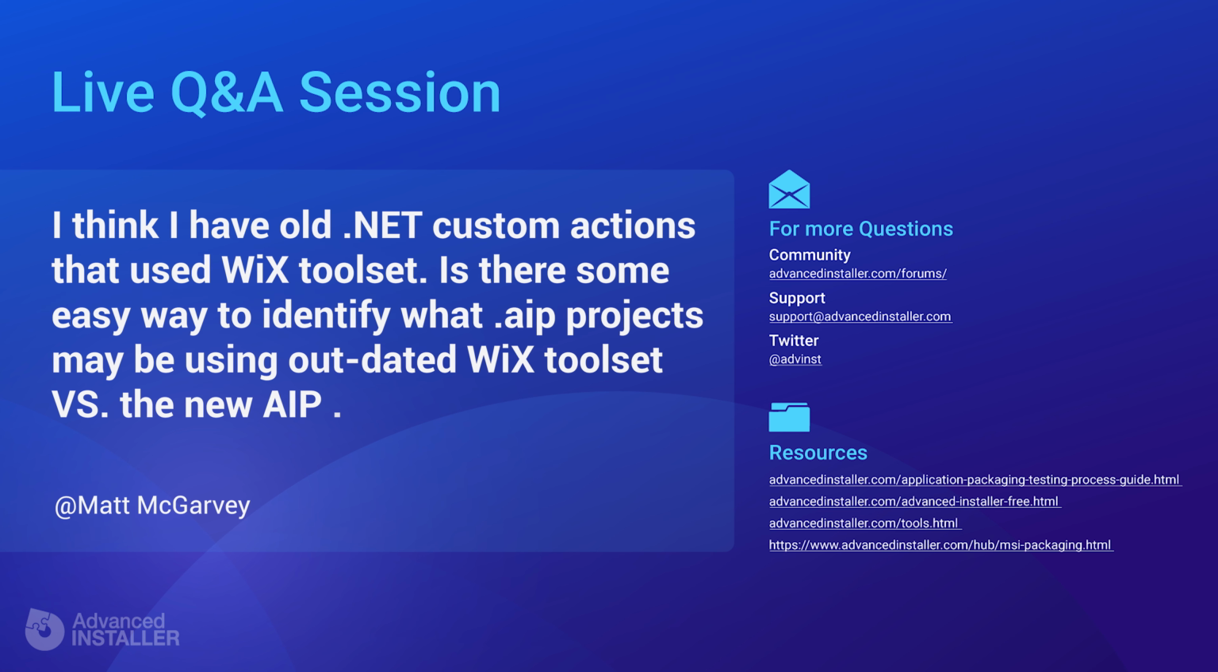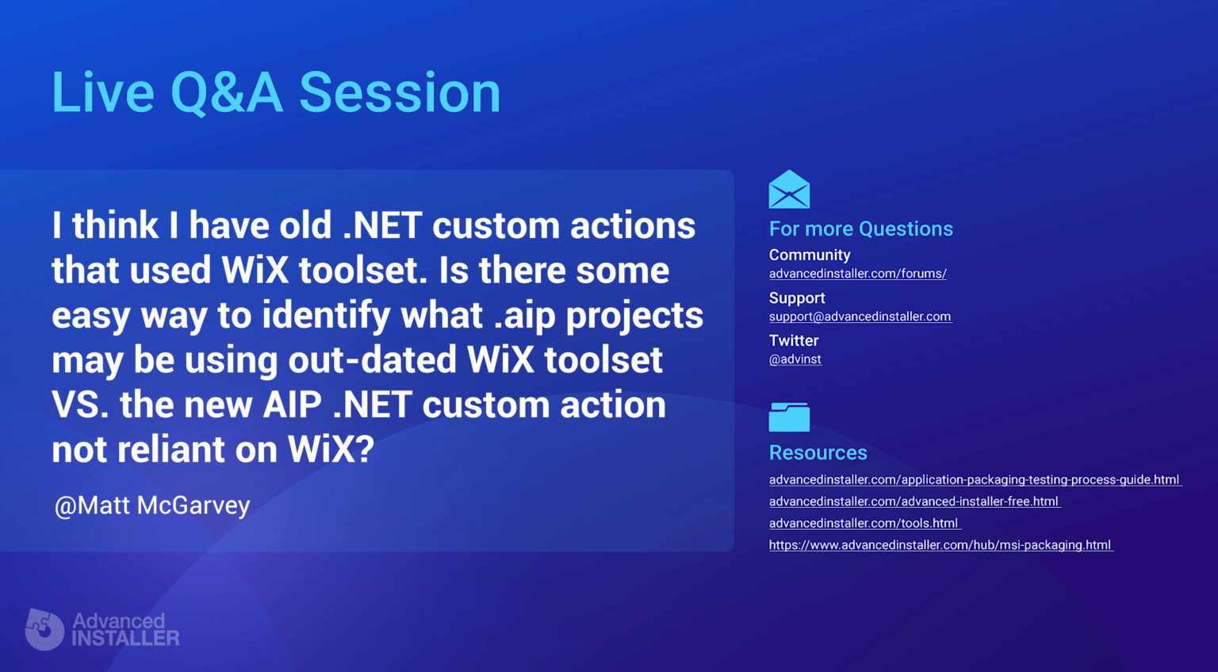Another question from Matt is, if we have projects that were using the Wix custom actions, how do we easily identify those and migrate in the future? For that, you have 2 options. You can either just have a look inside the project. Our Advanced Installer project is an XML project. So if you open that in VS Code or whatever XML editor you have, you can see on the first line the version with which the project was created and edited.